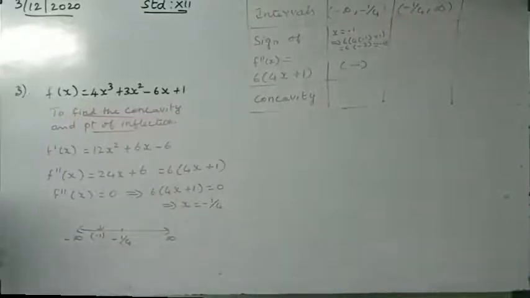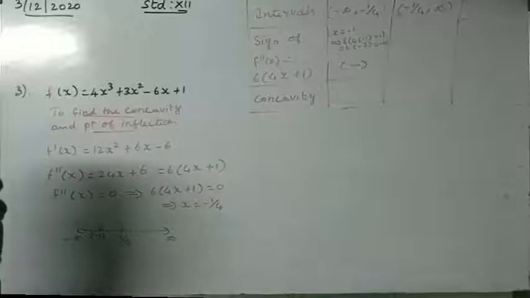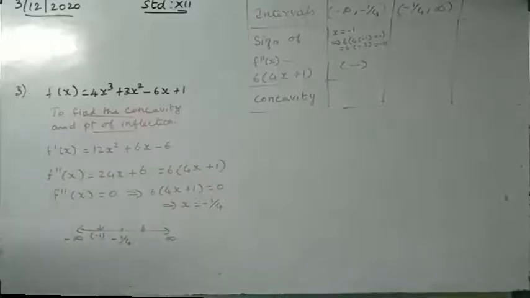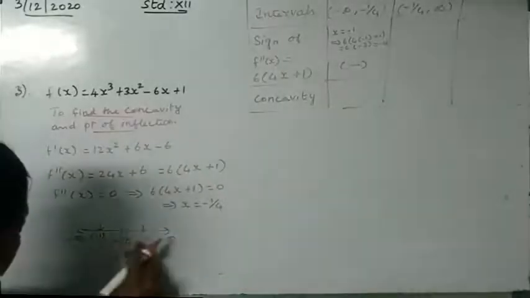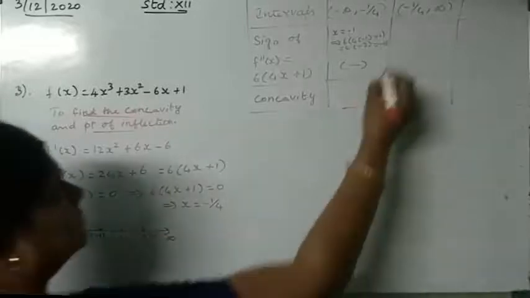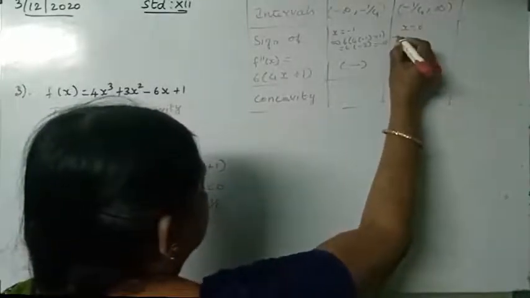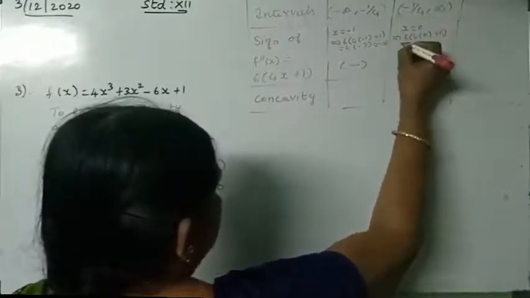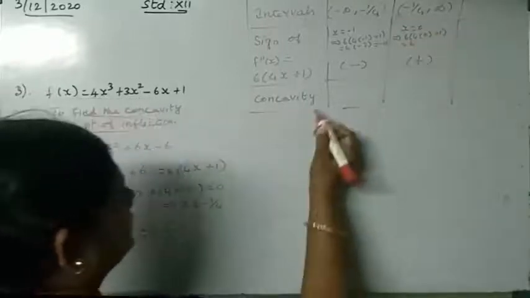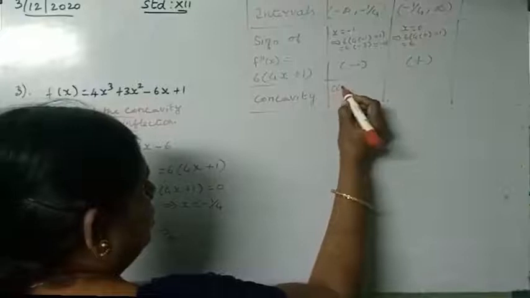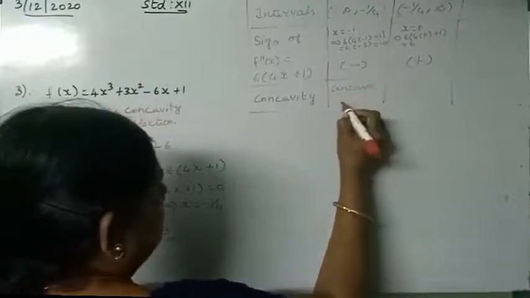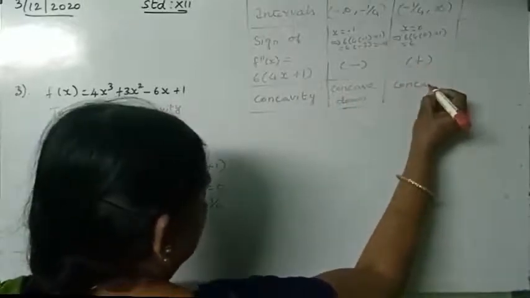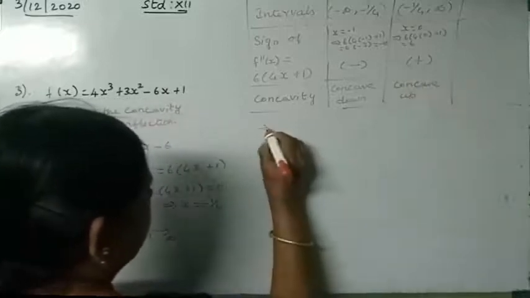And the next one is minus 1 by 4 to infinity. See, I can take 1 as a sample point, or I can take 0 also. So when x is equal to 0, 6 into 4 into 0 plus 1, which is equal to 6. So positive sign. When it is negative, we can write it as concave down, concave downward. If it is positive, we can write it is concave upward. Now we can write the curve.